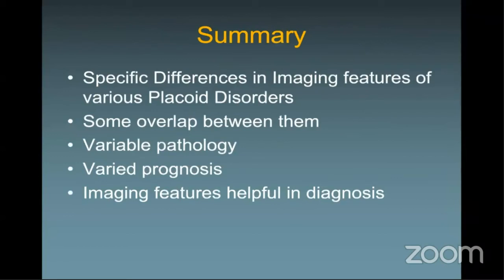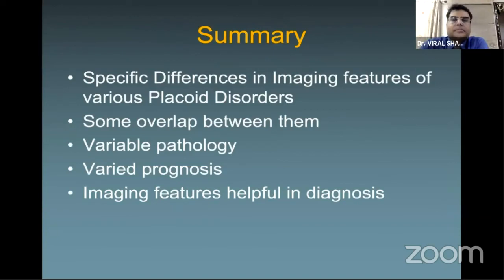In summary, we looked at specific differences in imaging features of various placoid diseases. Some of them have an overlap between them. It's likely the pathology is variable. However, there's some similarity in the structures being involved. Prognosis is varied, and the imaging features help in making the diagnosis.